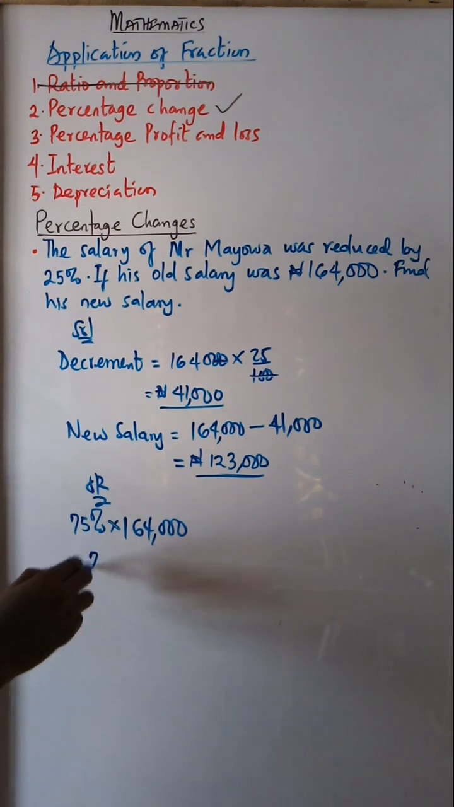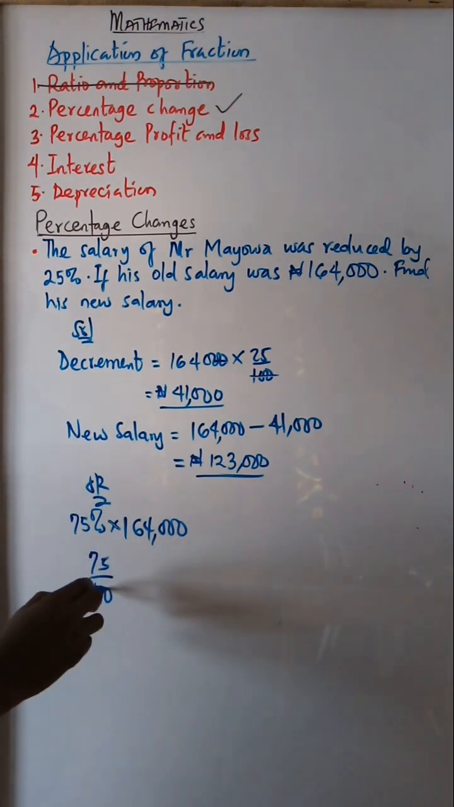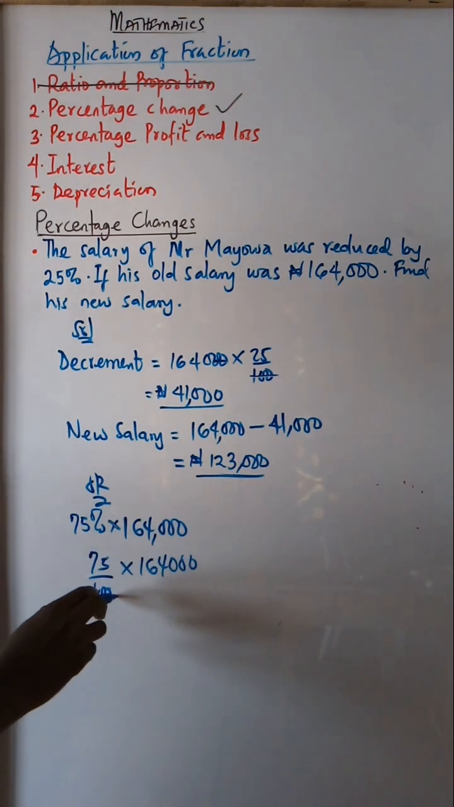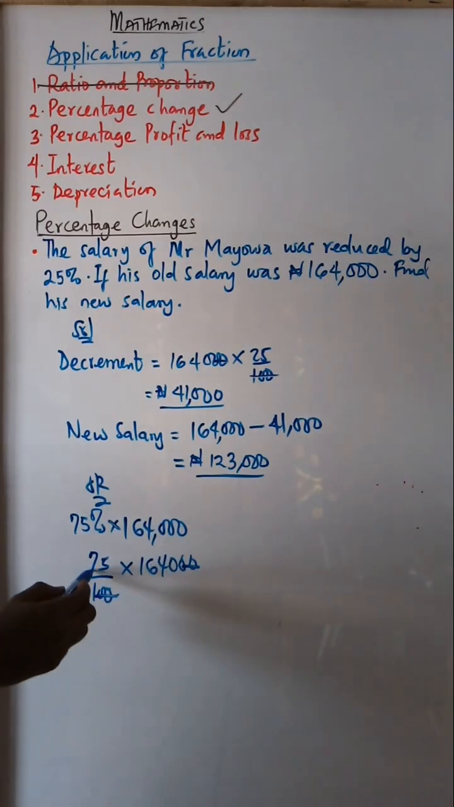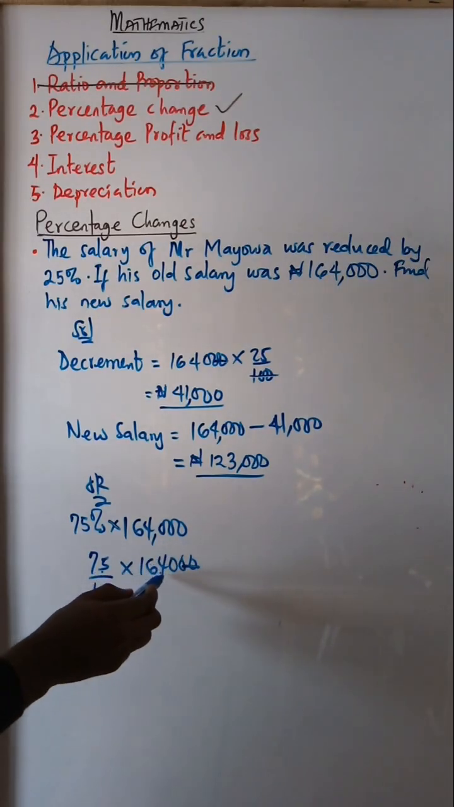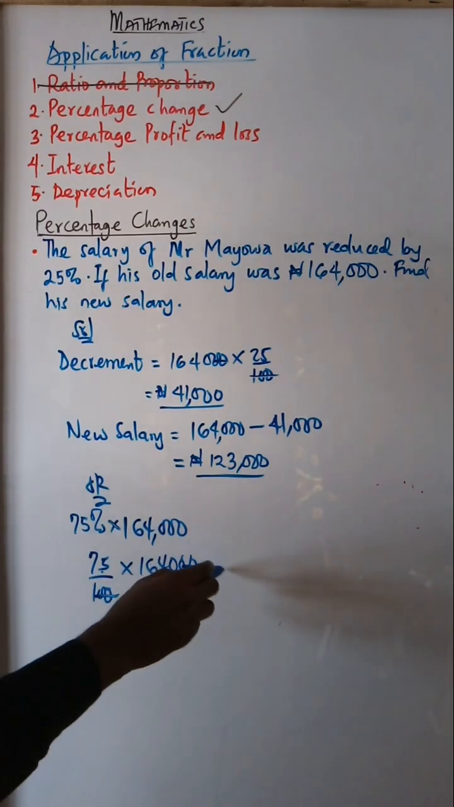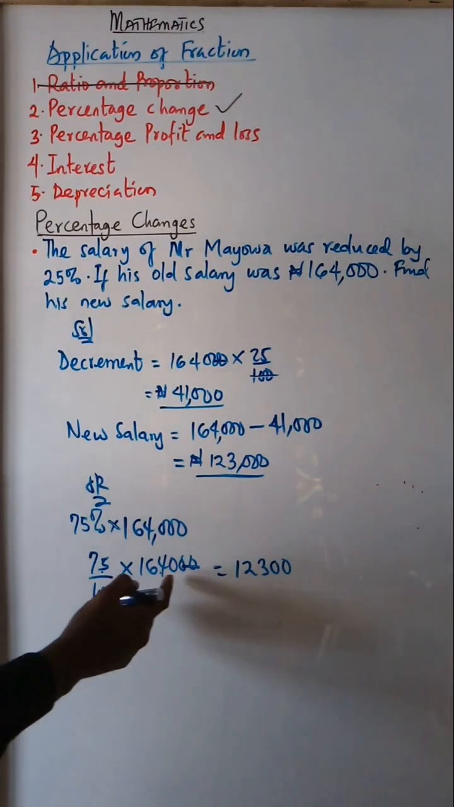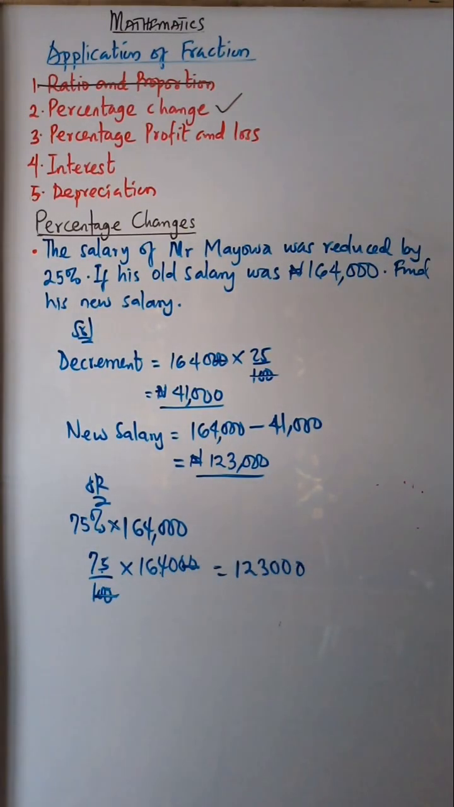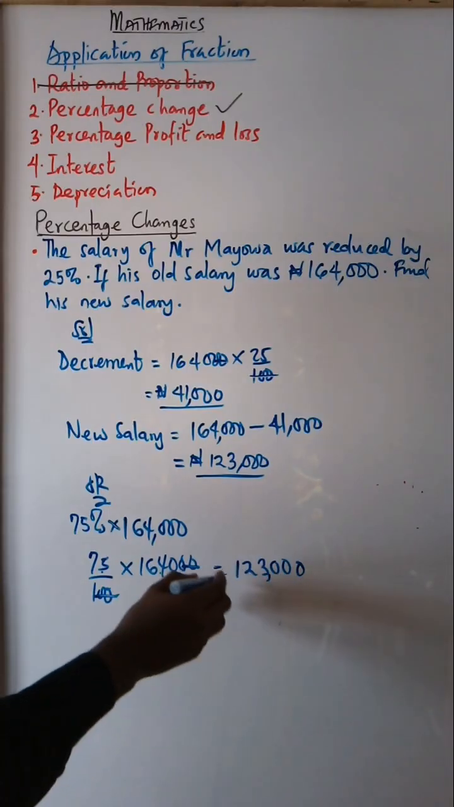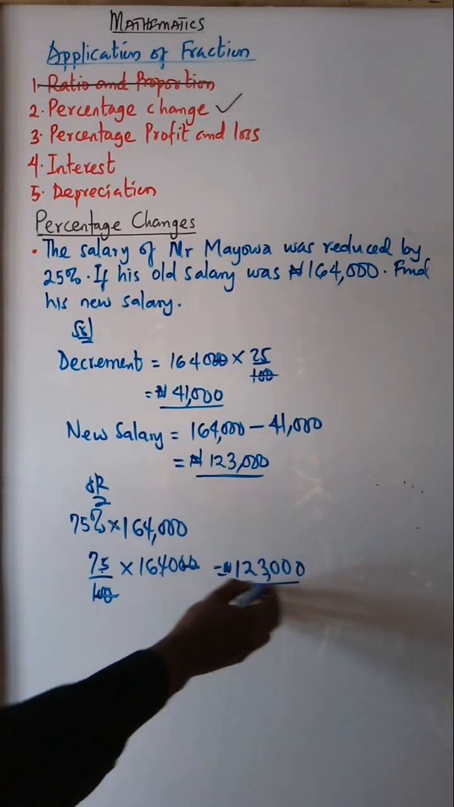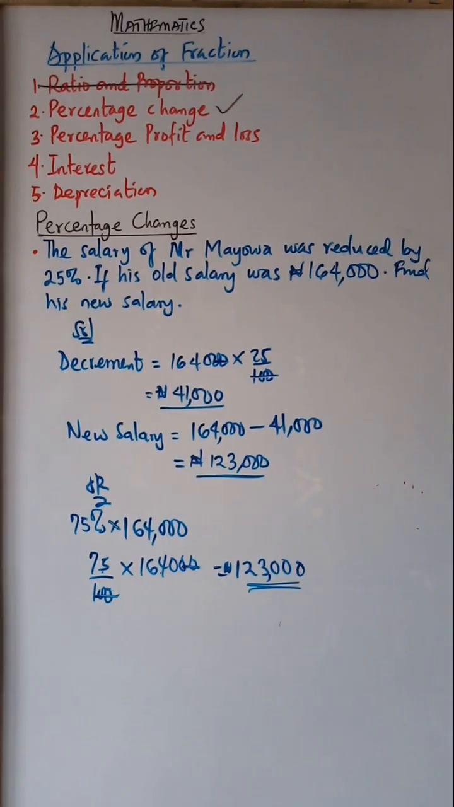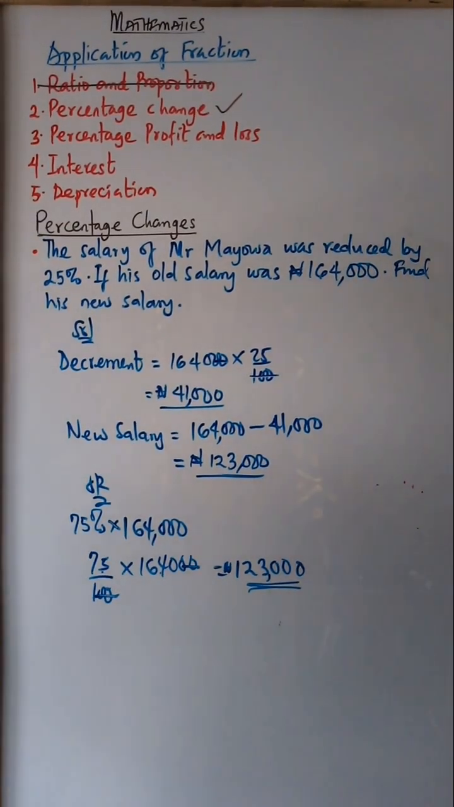So that will be 75 over 100 multiplied by 164,000. 2 zeros take 2 zeros away. So 75 multiplied by 164 will give us 12300. Then we have one extra zero here. So what happened? The new salary is going to be 123,000. This looks faster. This is the first level of the difficulty.